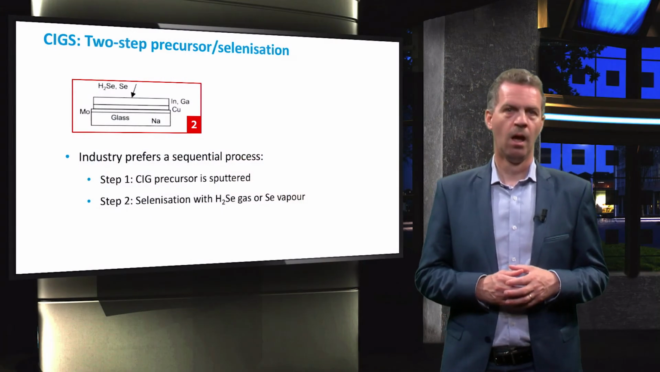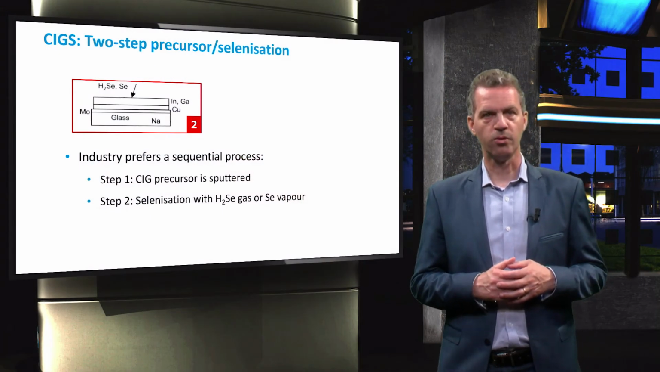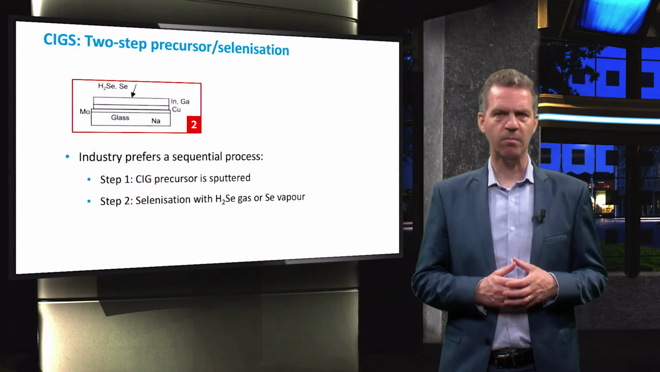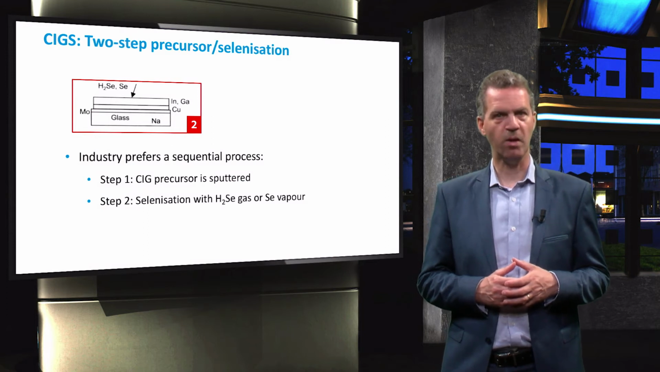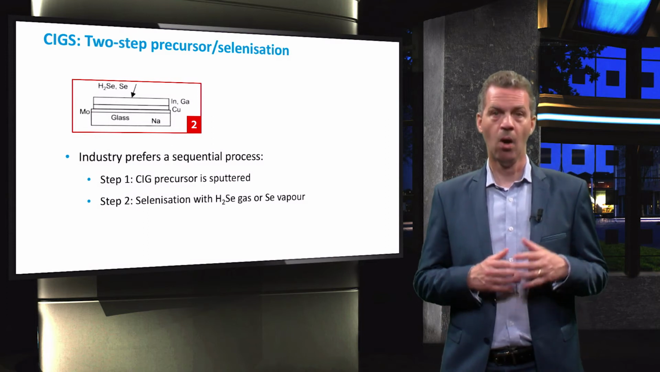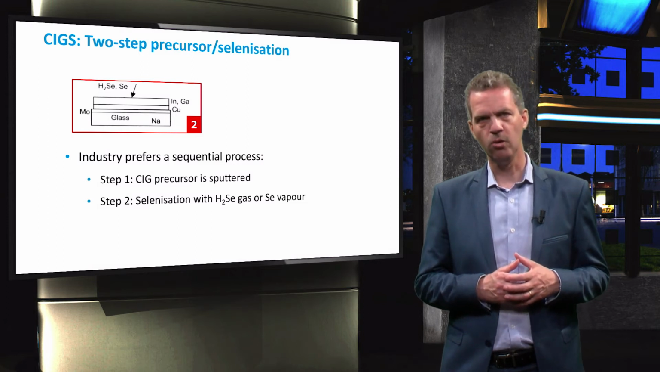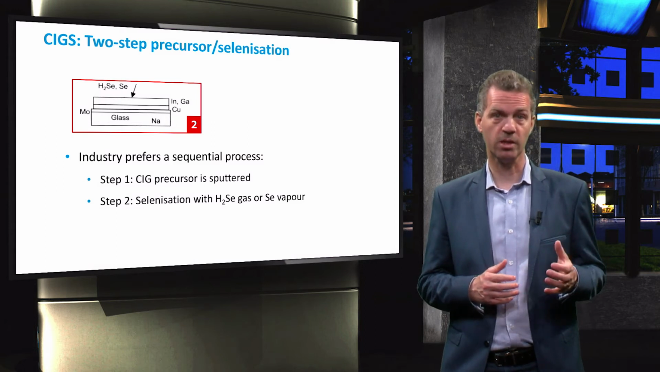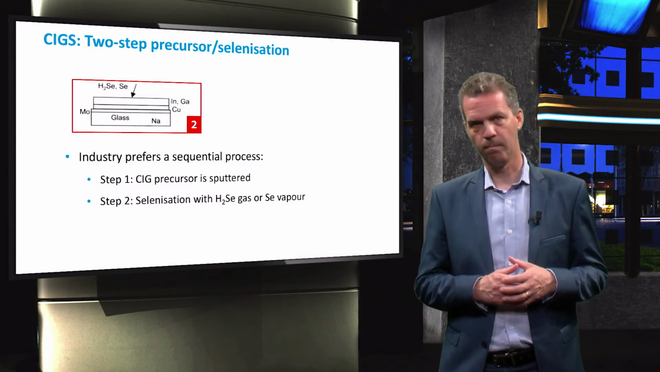While the three-stage process is capable of delivering a very high-grade CIGS layer, the industry prefers a fast and sequential process rather than one relatively long process. The second production method is called the two-step precursor and selenization process. Here a copper indium gallium or CIG layer is sputtered on the substrate as a first step, while the selenium atoms are included in a selenization process with a hydrogen selenide gas, which is very toxic, or by selenium vapor.